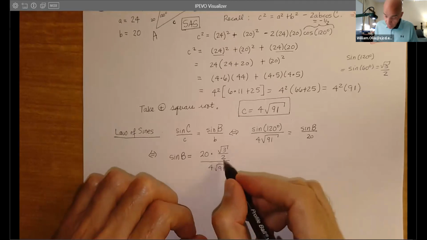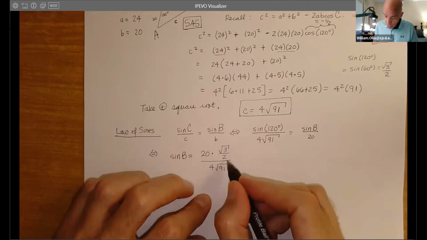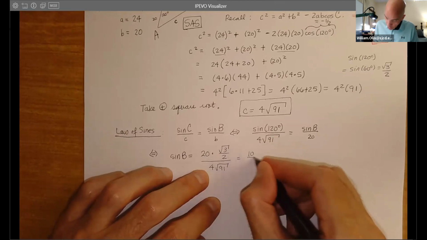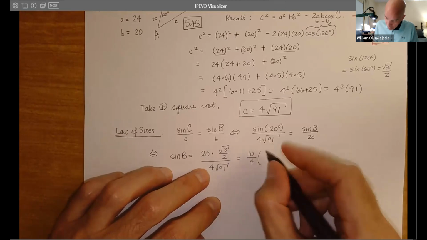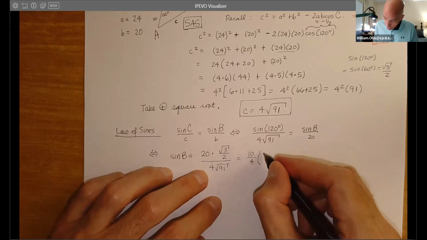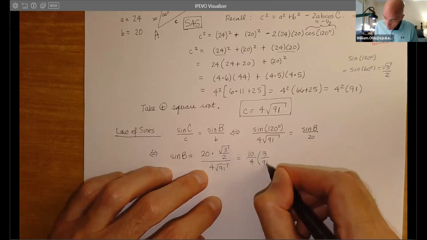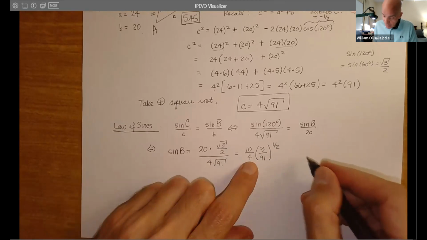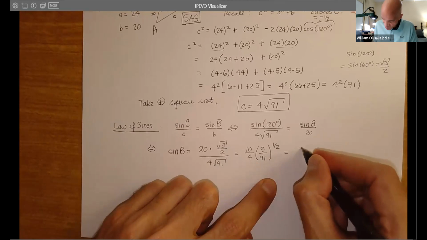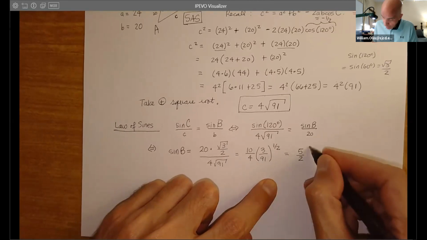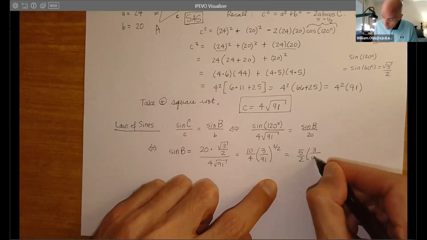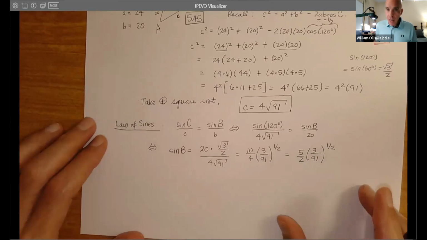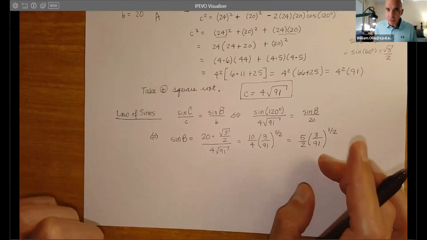So now we, well, notice here the 2, what does that give us? That gives us a 10 over 4. So 3 over 91 square root, if we just put those under the same umbrella, and then that's 5 over 2, right? So 5 over 2, 3 over 91 to the 1/2. So now we've got nice clean work.